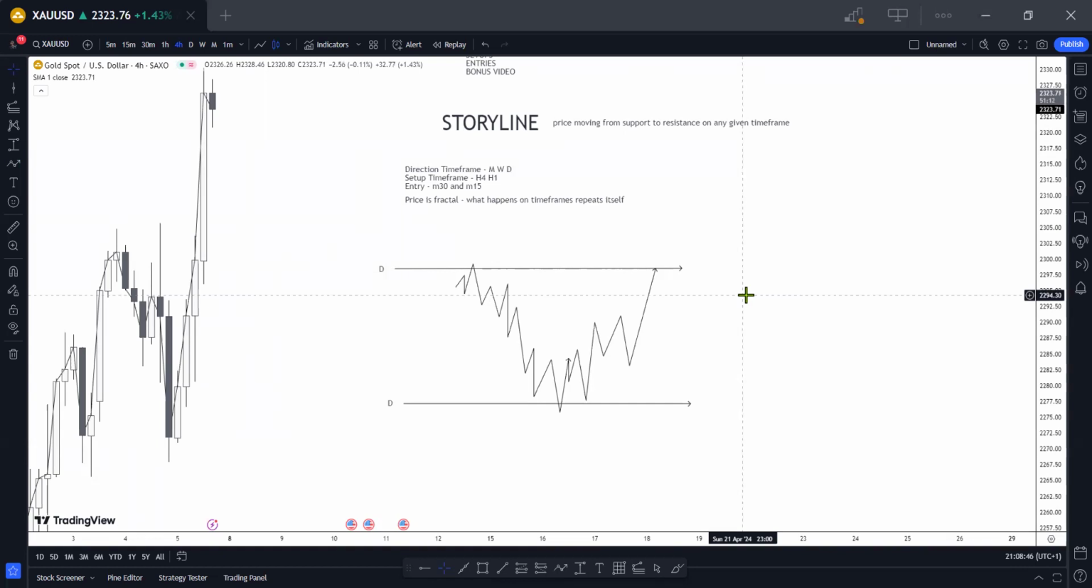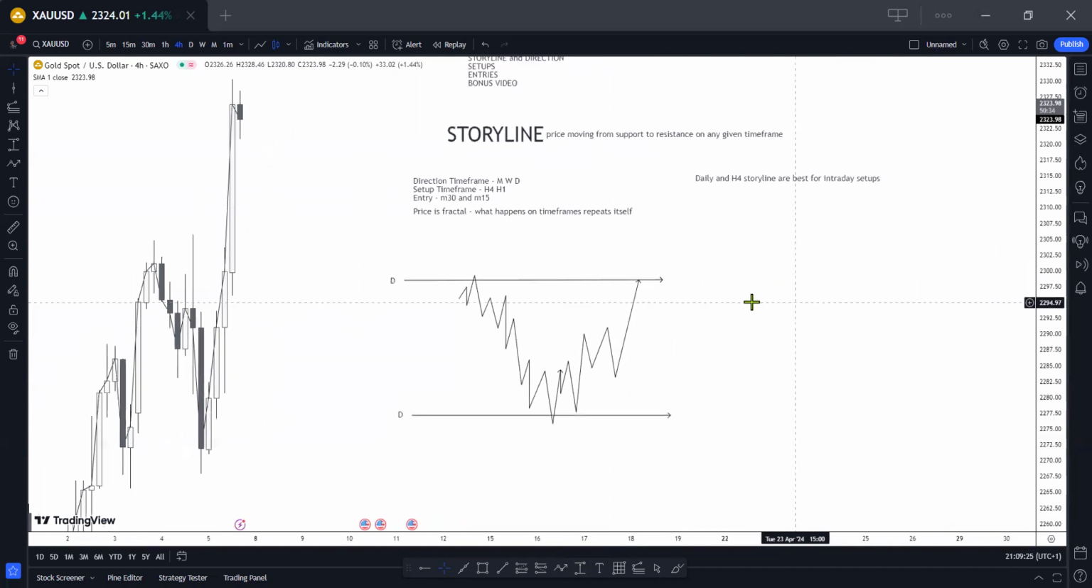When we're talking about the setup time frame, we're focusing on storyline on the H4 and the H1 chart. But really, what you want to do as a trader is to be able to trade the daily storyline. The daily and H4 storyline, they are the best to master for intraday setup. So I'll write that out. Daily and H4 storyline. Right, so I spell storyline. Storyline are best for intraday setups. All right, daily and H4 storyline, they are best for intraday setups.